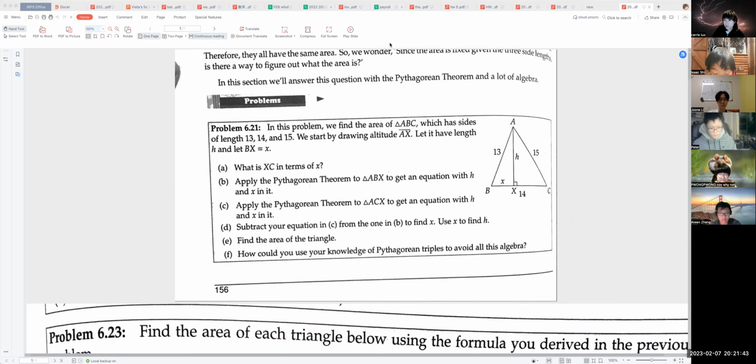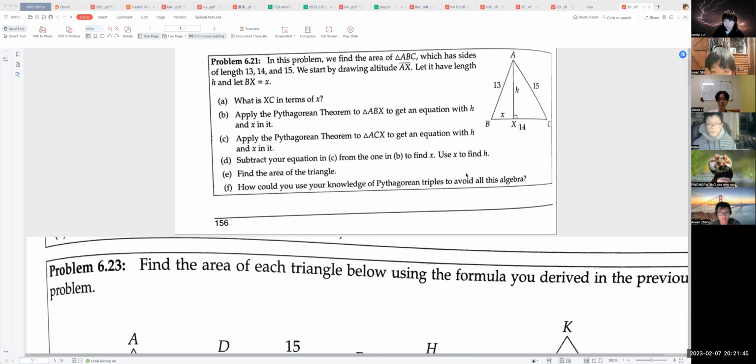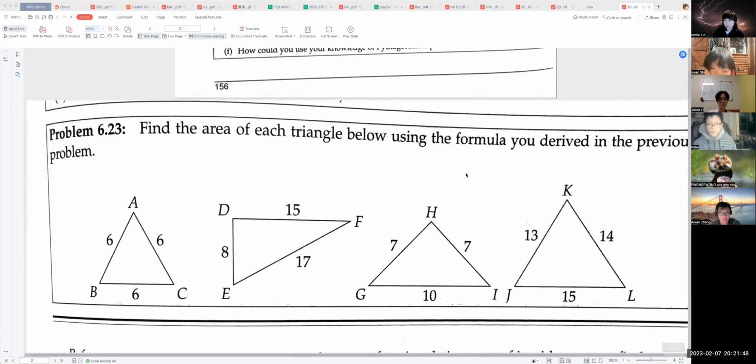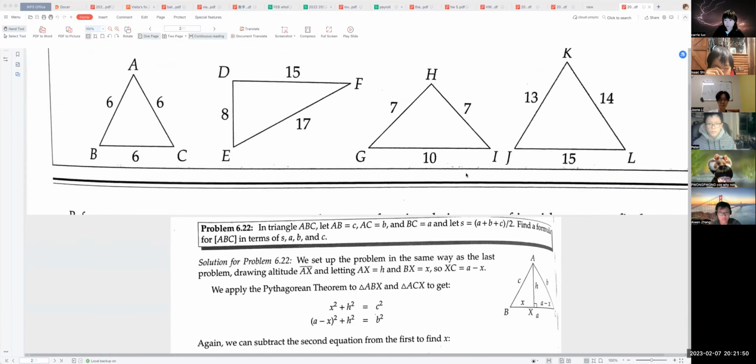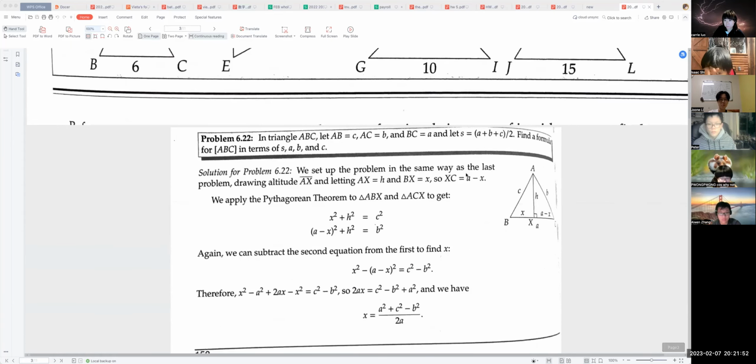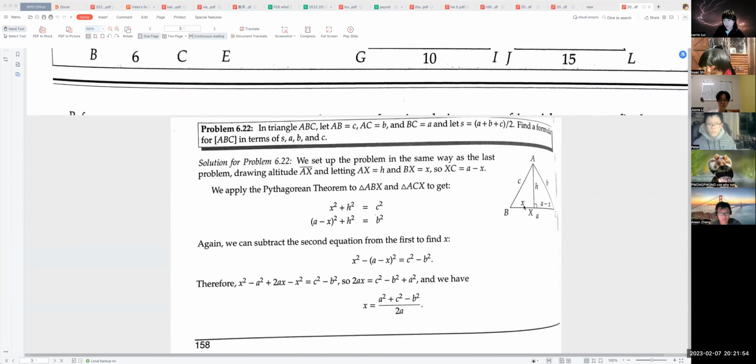Okay, so this is just one, you don't have to really do that. If you want to, you can do that. But the thing is, I'm going to give you the equation here. Okay, so x equals a squared plus c squared minus b squared, divided by 2a, because this one is, which one is using by a is based on the base. Get it?